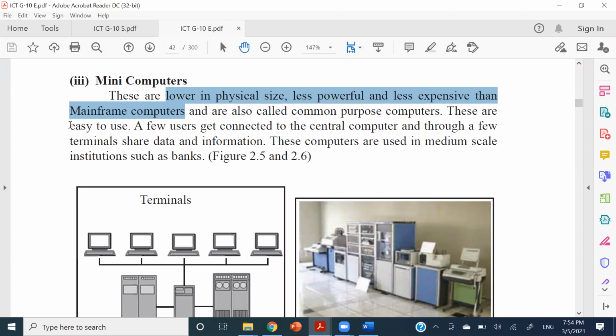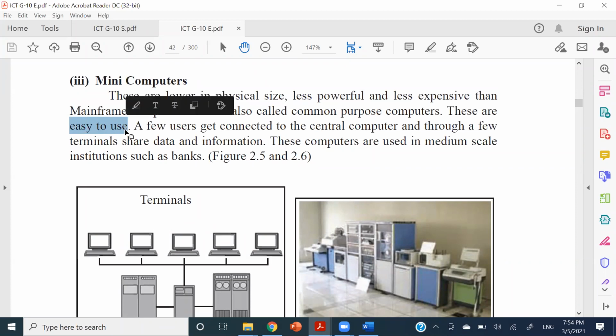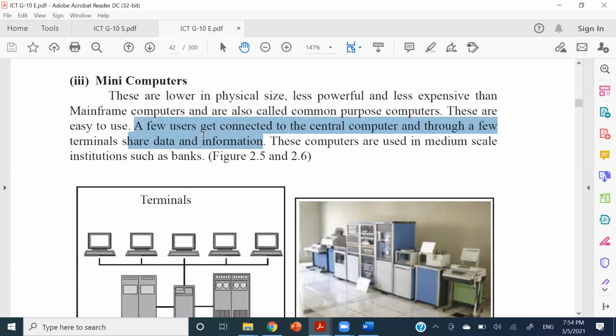And the third point, easy to use. And the fourth point, it's better you write this sentence: a few users get connected to the central computer and through a few terminals share data and information.